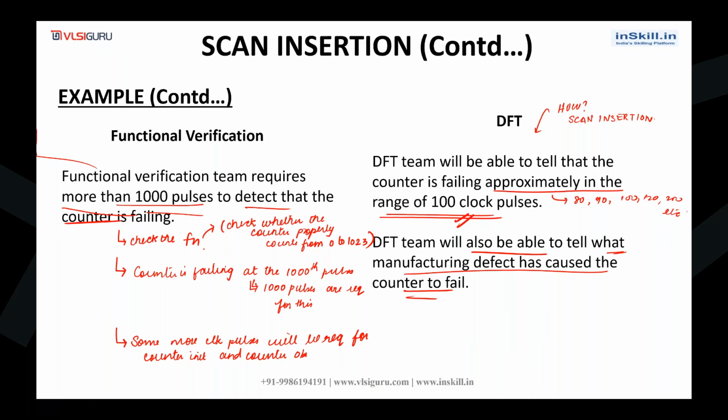Okay, so this is what happens. This is the need for scan insertion. As you can see here in the counter example, the DFT team is able to tell that the counter is failing in significantly fewer clock cycles as compared to the functional verification team. So that is the need for scan insertion. We are going for scan insertion in order to easily control and observe our circuit.